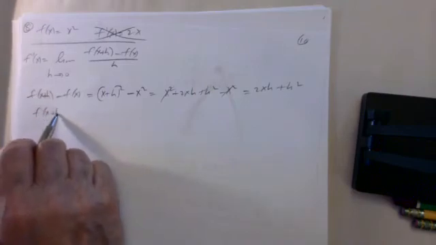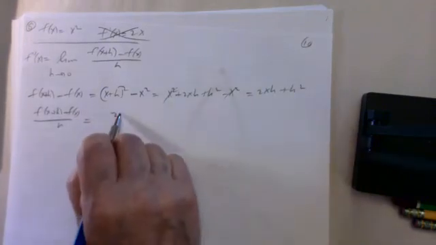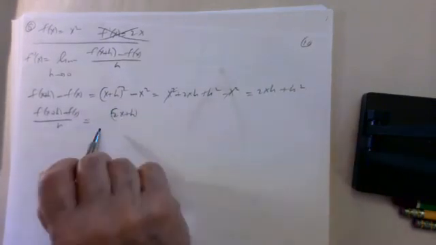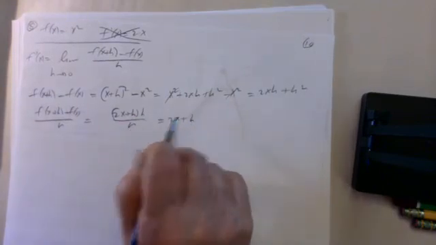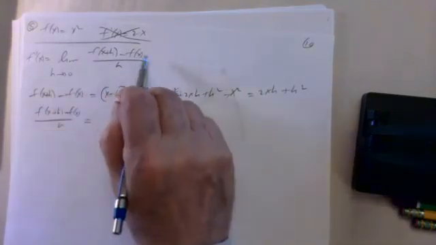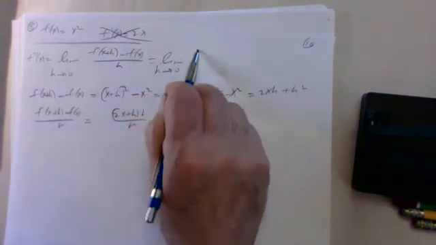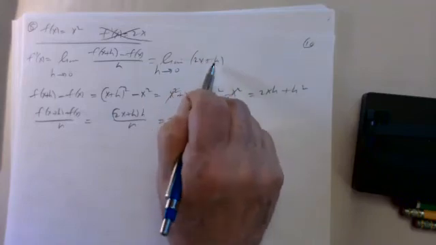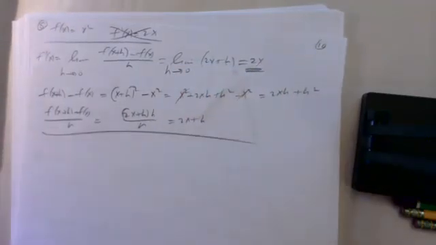So f of x plus h minus f of x over h is this. I can factor an h out of that. 2x plus h times h over h is 2x plus h. So I'm taking the limit as h goes to 0 of 2x plus h. As h goes to 0, I'm just left with 2x. And that's how we use the definition of the derivative.